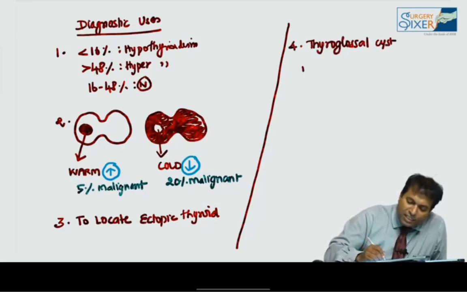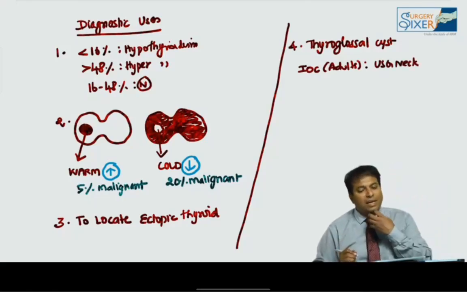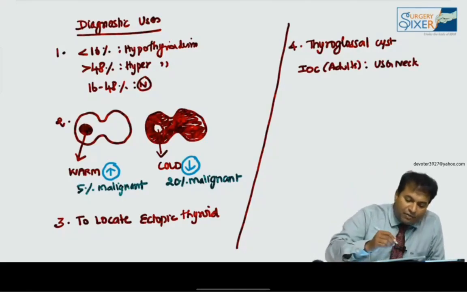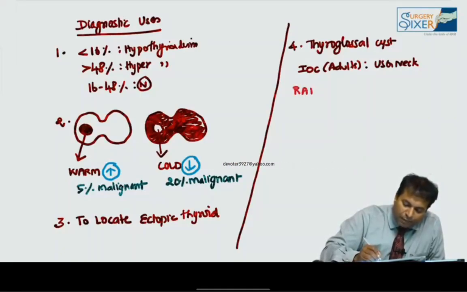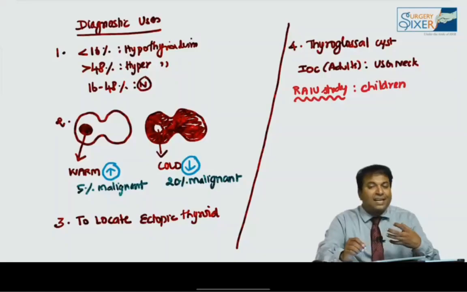In case of thyroglossal cyst, what is the investigation of choice in an adult? Ultrasound neck. We will do an ultrasound neck, confirm that it is a thyroglossal cyst, and we operate and remove it. But in children we have to do one more investigation, that is the radioactive iodine uptake study. Why? In children, I want to know whether a normal functioning thyroid gland is present.